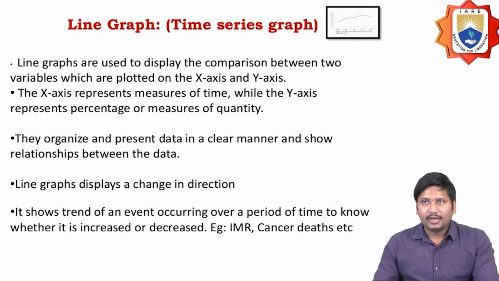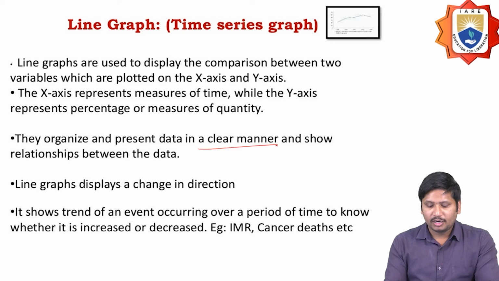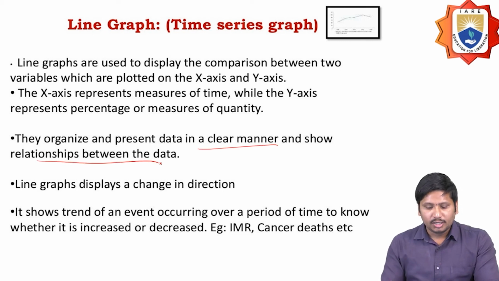Next is the line graph. What is a line graph? It is otherwise called the time series graph. Line graphs are used to display the comparison between two variables plotted against the x-axis and y-axis. The x-axis represents the measures of time, while the y-axis represents the percentages or measures of the quantity. They organize and present data in a clear manner and show the relationship between the data. The line graph displays a change in direction, and it also shows a trend of events occurring over a period of time, to know whether it has increased or decreased.